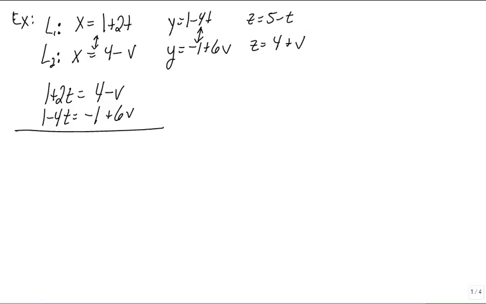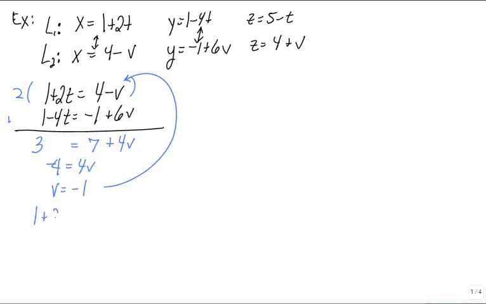So what I'm going to do is do this by elimination. I'm going to multiply the first equation by 2, and that'll get rid of my t's, and then add them together. So I have 2 plus 1 is 3. The t's will drop out. This will be 8 minus 1 is 7, minus 2v plus 6v is plus 4v. So minus 1 equals minus 4 equals 4v. So v is negative 1. Substitute that back in here to find my t. 4 minus the negative 1 is 5. So t is 2.